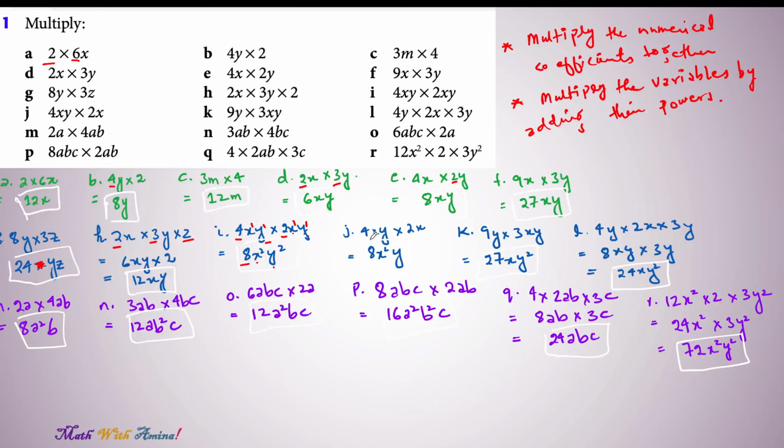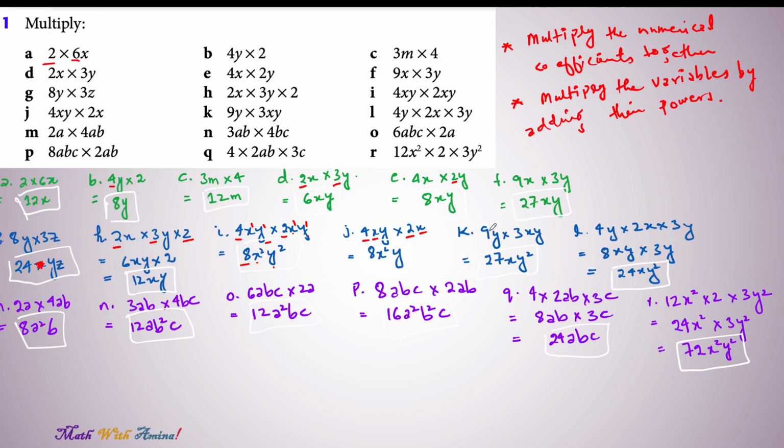In here, the next one is also the same, 4xy multiplied by 2x. So in here, the coefficients get multiplied with each other first. 4 multiplied by 2 is equal to 8. X gets multiplied with this x, so powers are added. 1 plus 1 is equal to 2. So we get x square. And y, we do not have any other y with the second term, so it will take its power along with it, and it will get multiplied. So it would be 8x square y.